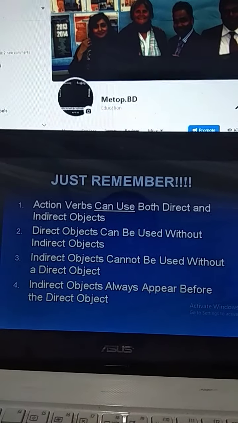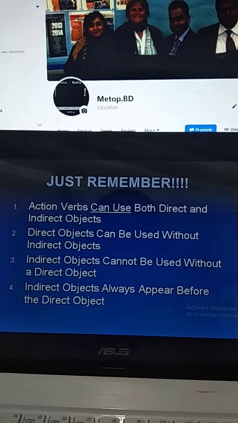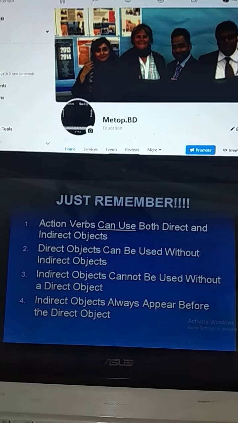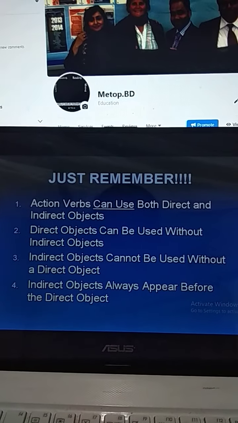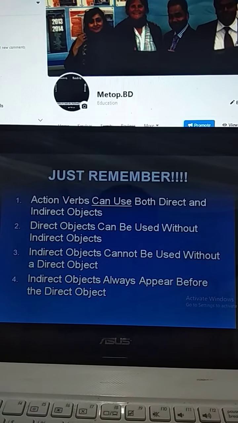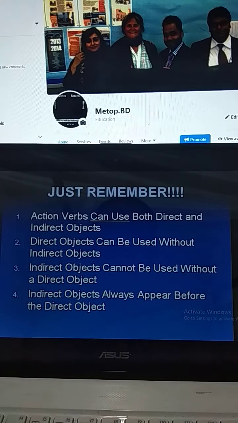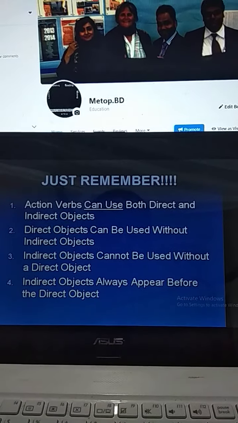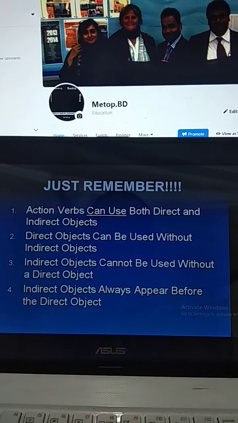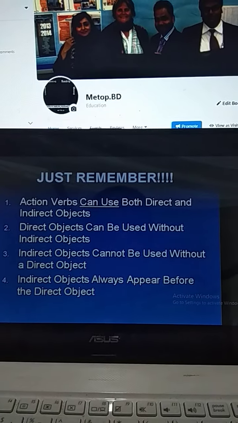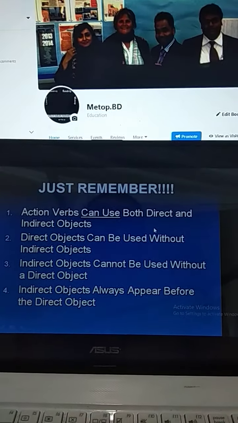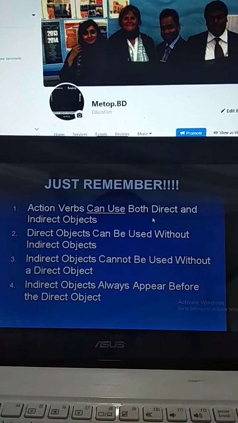And just remember, action verbs can use both direct and indirect objects. Number 2, direct objects can be used without indirect objects. Number 3, indirect objects cannot be used without a direct object. Number 4, indirect objects always appear before the direct object. Copy these things in your notebook and try to recall them while you are practicing.